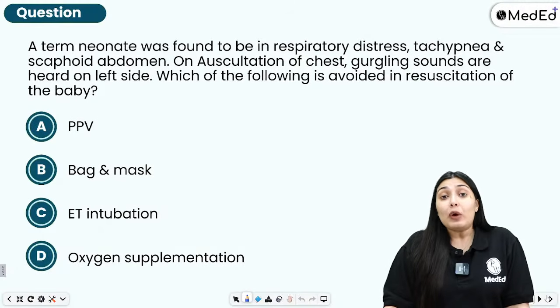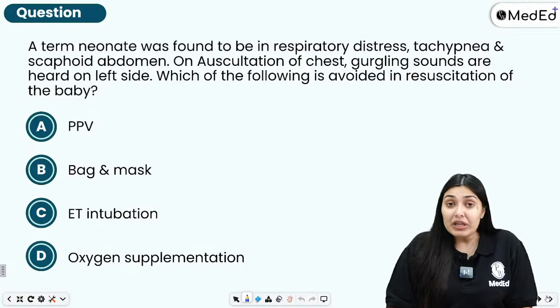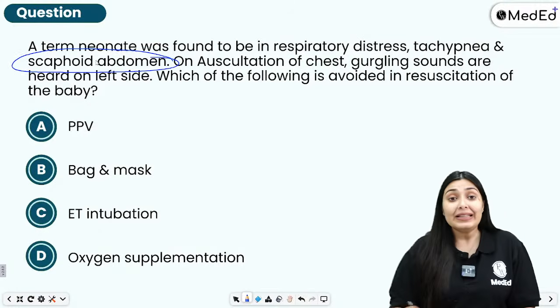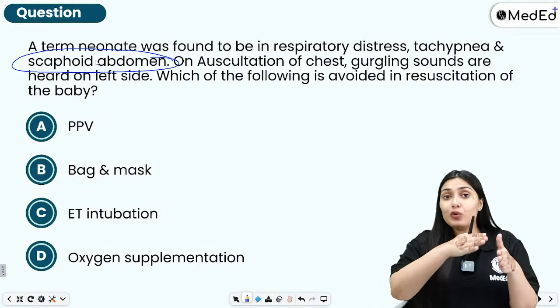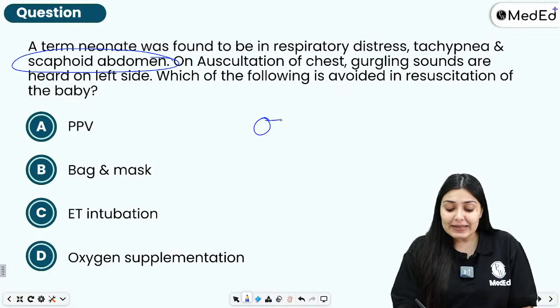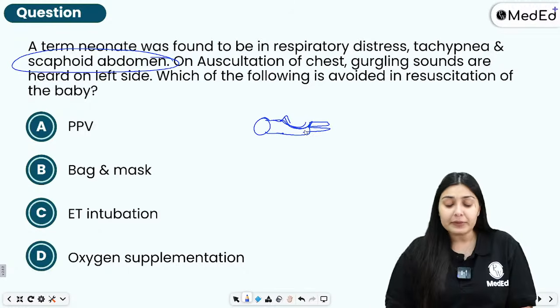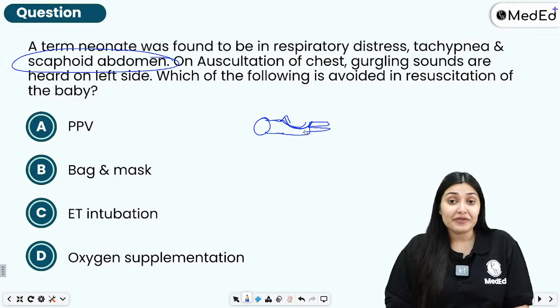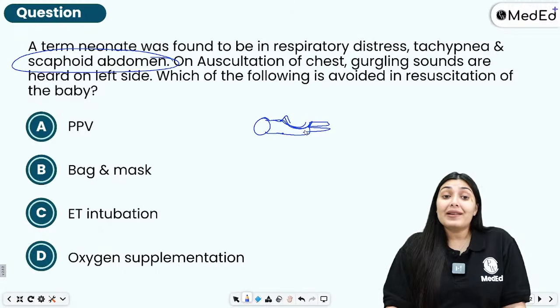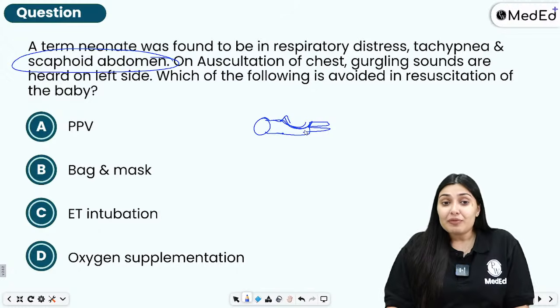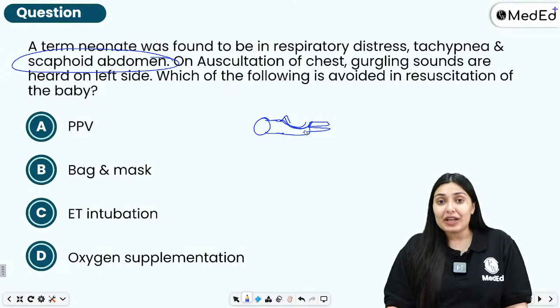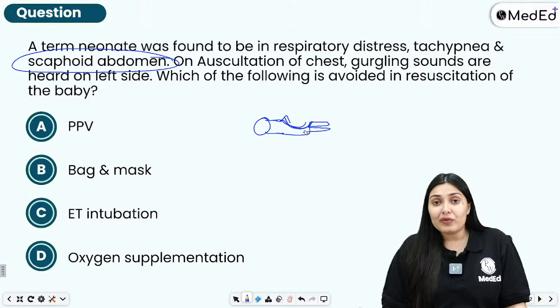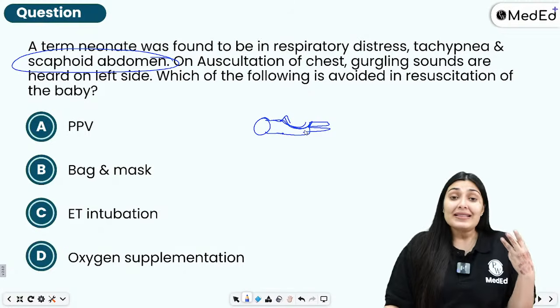A term neonate was found to be in respiratory distress, tachypnea and scaphoid abdomen. That means hollow abdomen. Scaphoid, you understand, board-shaped abdomen. So the baby is lying like this. The abdomen would be hollow. Scaphoid abdomen. On auscultation of the chest, there are gurgling sounds heard on the left side. Which of the following would be avoided in resuscitation of such a baby? Positive pressure ventilation, bag and mask, ET intubation, oxygen supplementation. So firstly, tell me what is the diagnosis over here? Respiratory distress, tachypnea, scaphoid abdomen.